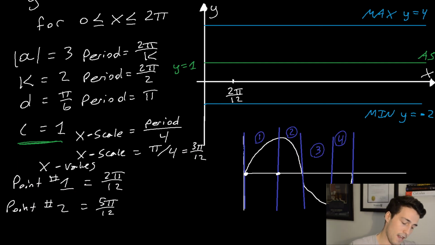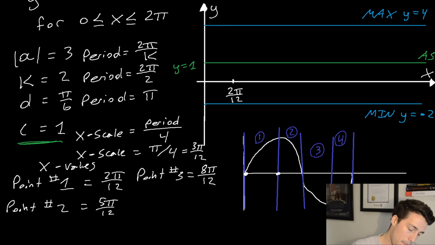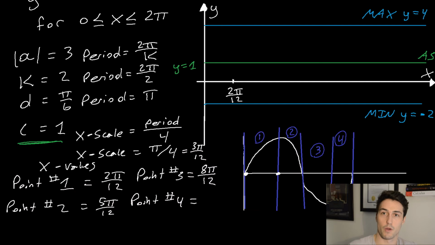And then we can do point number 3. If we went from 2 pi over 12 to 5 pi over 12, let's just add the 3 pi over 12, the x scaling factor, to point number 2. So that's going to be 8 pi over 12. And finally, we have point number 4. Since you can see a pattern, it went up 3 pi over 12 again, so it's going to be 11 pi over 12. Once we have these points, we can see that they represent a full cycle. We're going to see a full period of all the possible values in this graph.